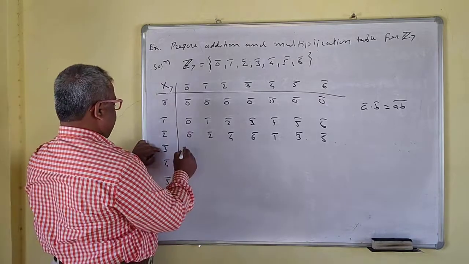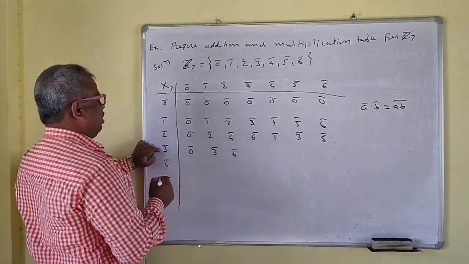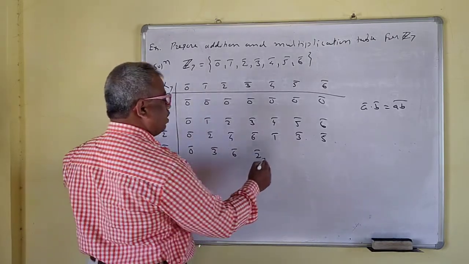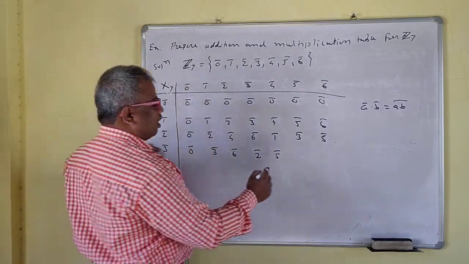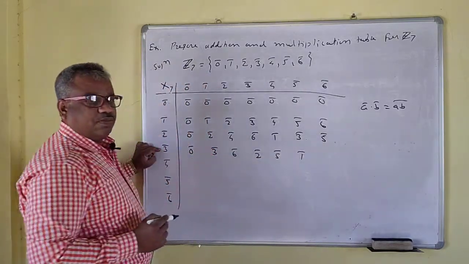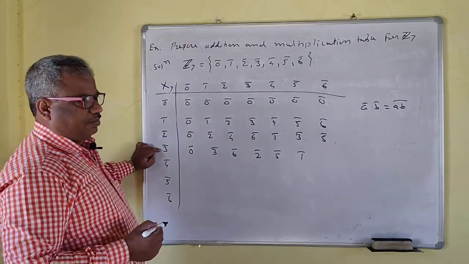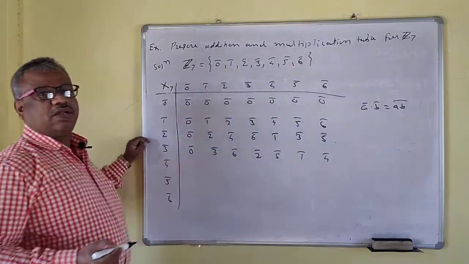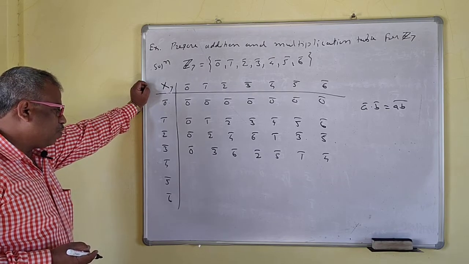Now this is what? 0 bar. This is 3 bar. This is 6 bar. 9 bar. 9 bar is the same as 2 bar. 12 bar is the same as 5 bar. 15 bar is 1 bar. Okay. 18 bar. 18 bar is 4 bar, because 7 twos is 14. 14 plus 4 is 18 now. So this is 4 bar.